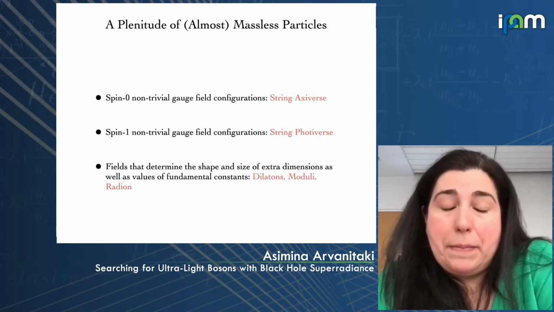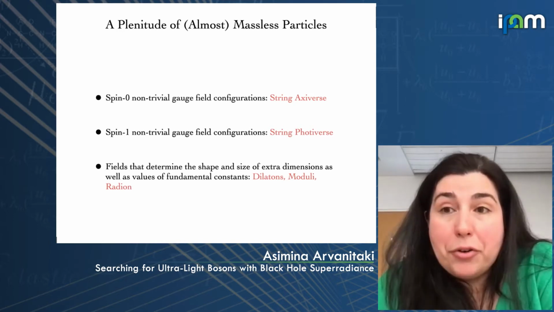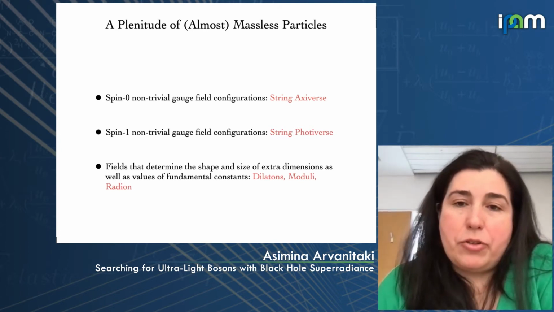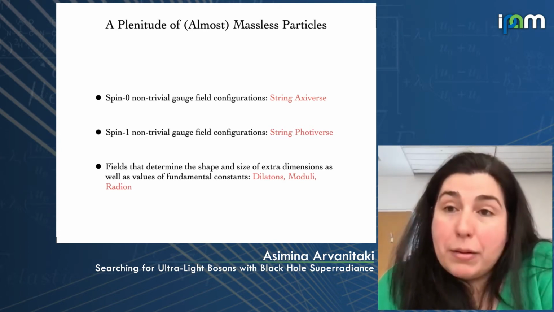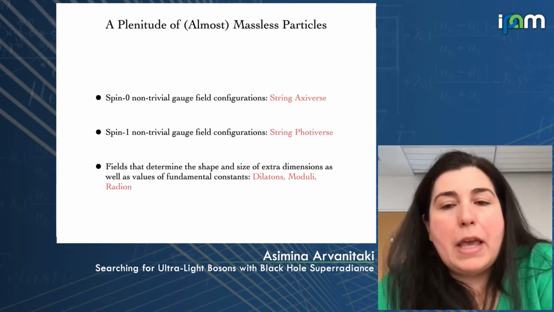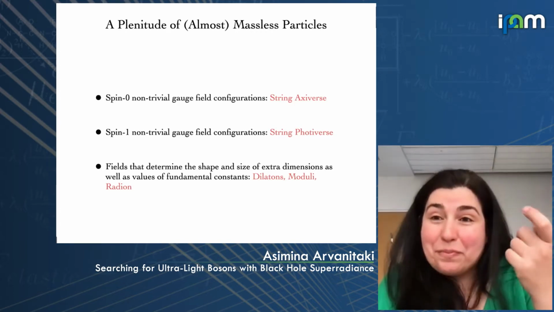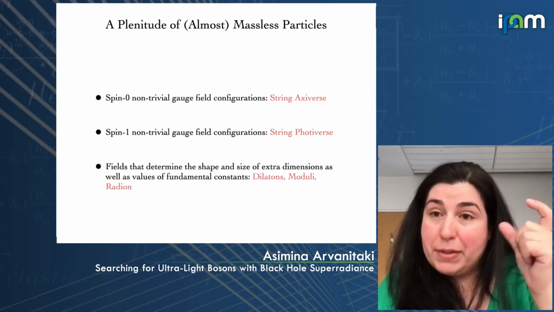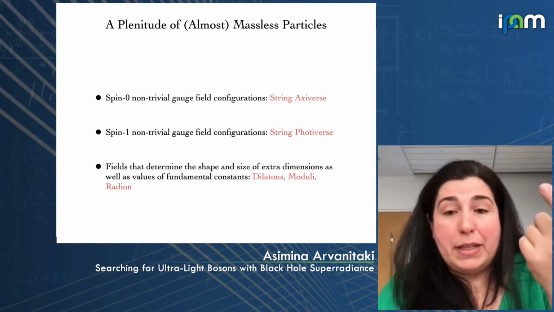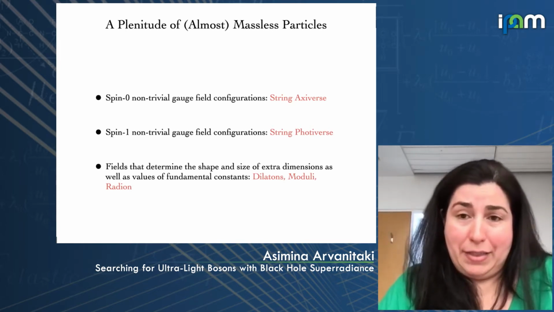These particles are bosonic in nature. They can be spin 0, CP-odd particles, just like the QCD axion that I mentioned before. They can be spin 1 particles, which have similar properties to the ordinary photon. And they're also CP-even scalars. These come from the fields that determine the shape and size of this extra dimension, as well as the value of the fundamental constants that we measure in our 4 dimensions. They go by the names of dilatons, moduli, and the radions.